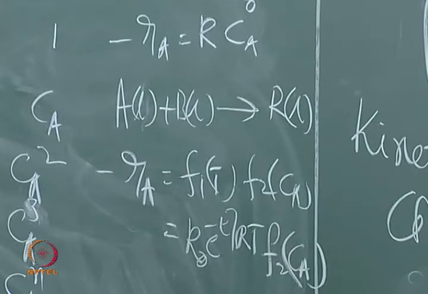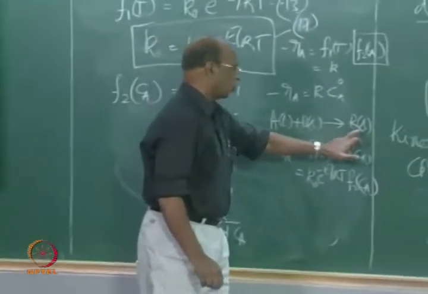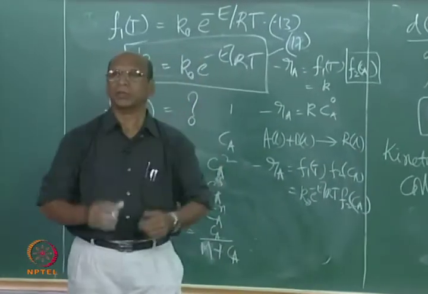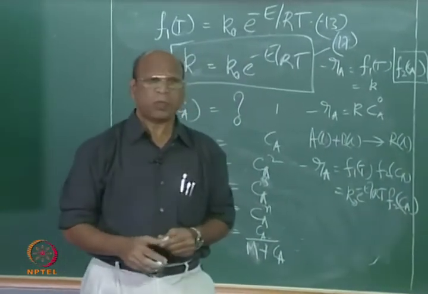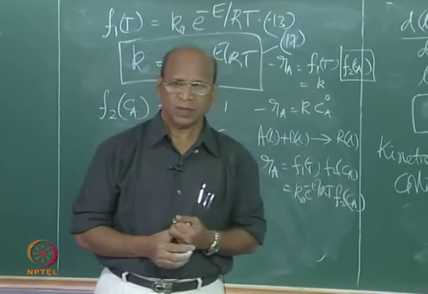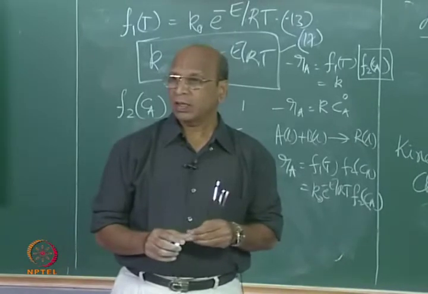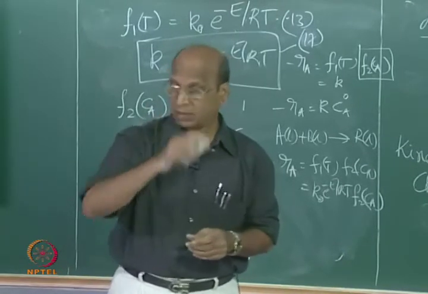We have to do the experiment. Okay? Suppose I give you this A plus B going to R, how do you conduct the experiment? By the way, what for are you conducting the experiment? To find out the rate. You should have that minus rA. Okay? You should have that.